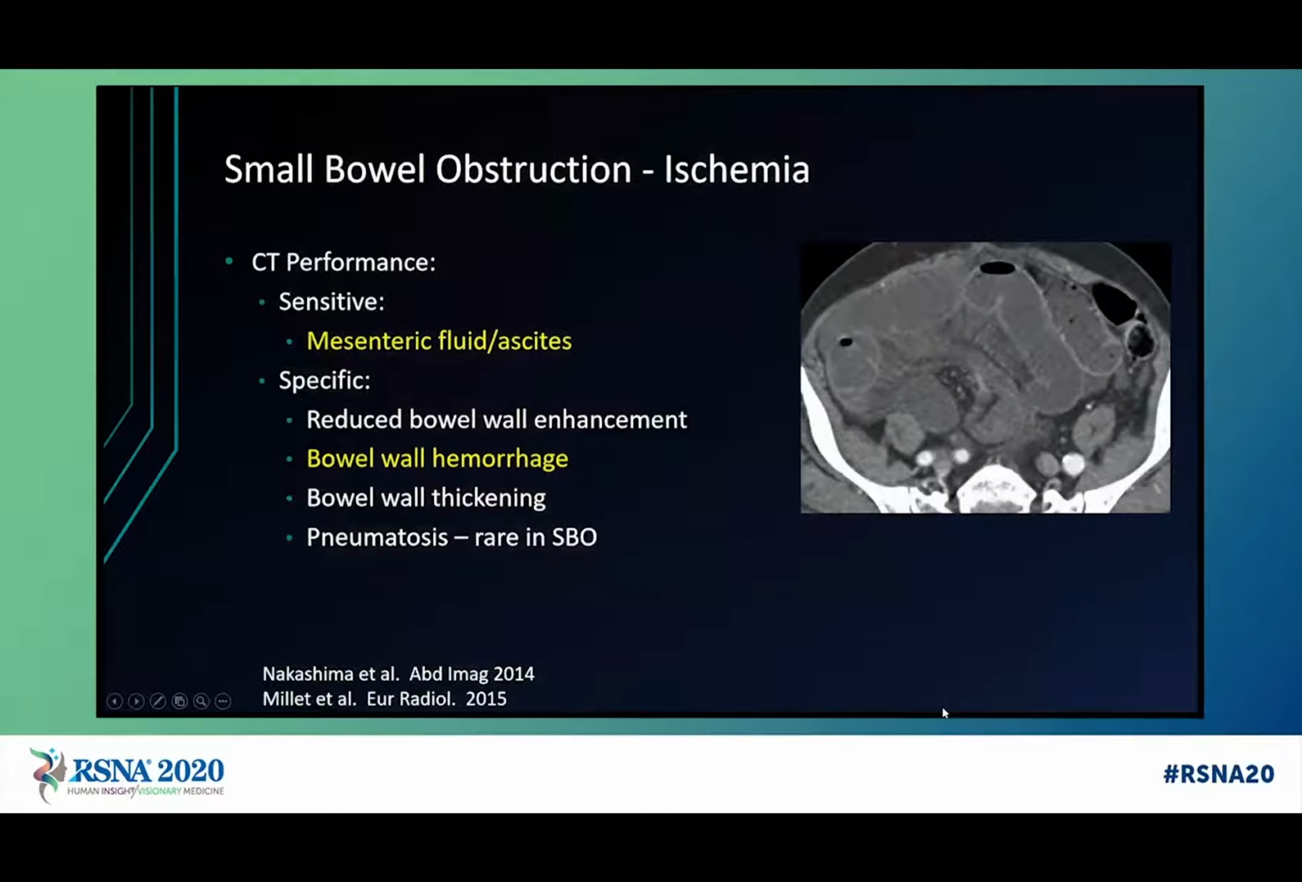When it comes to ischemia complicating small bowel obstruction, the most sensitive findings are mesenteric fluid and ascites, but the more specific findings include decreased enhancement, intramural hemorrhage that may be a cause of bowel wall thickening. And keep in mind that pneumatosis may occur complicating ischemia in the setting of small bowel obstruction, but this is not very common. It's more common to see pneumatosis with arterial occlusion.